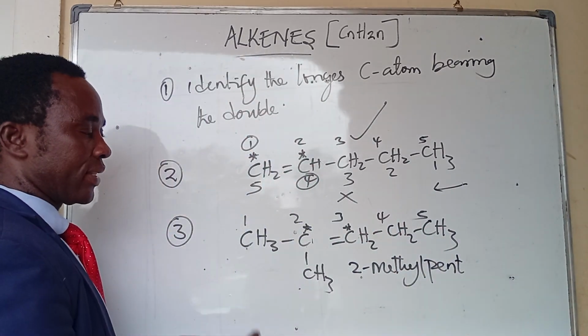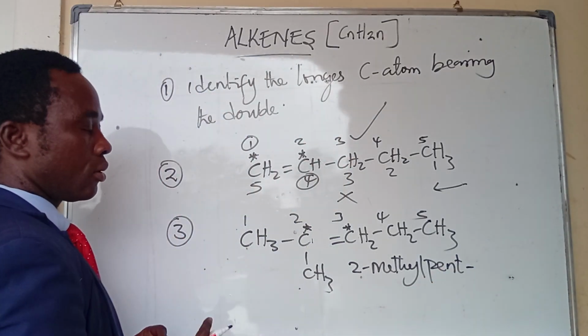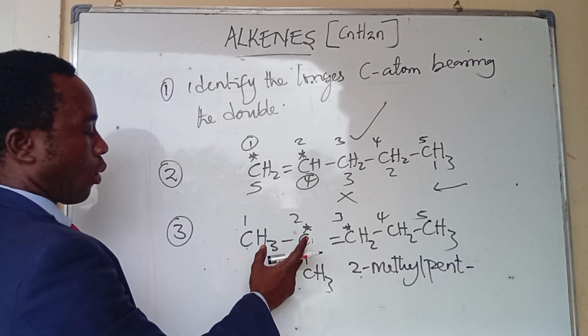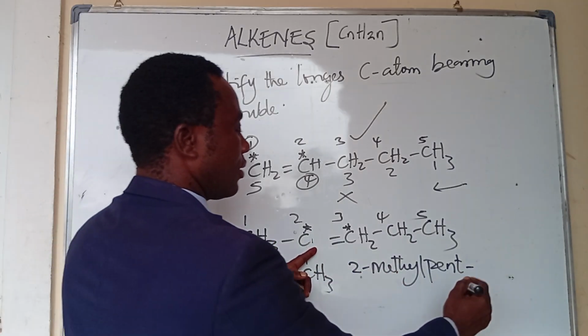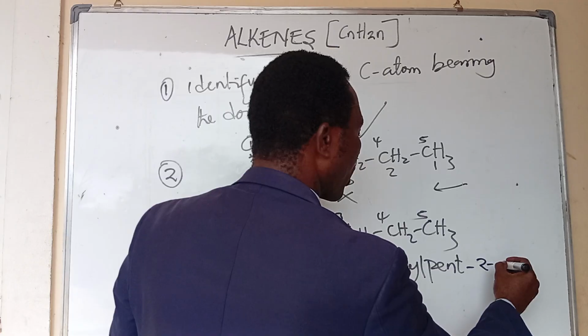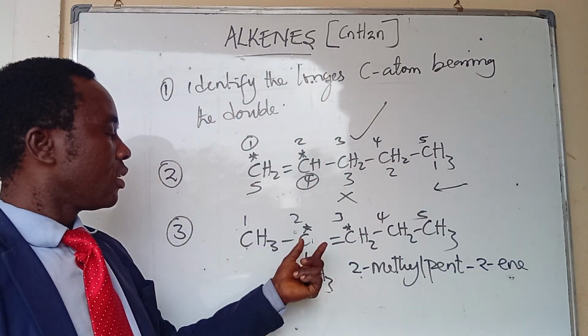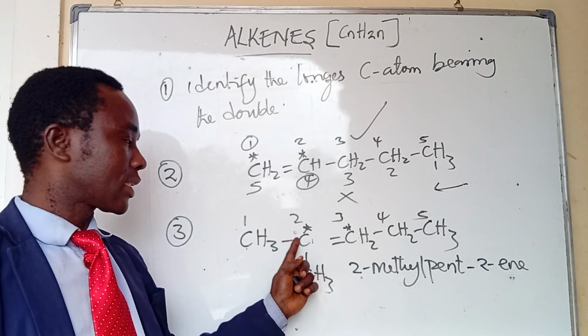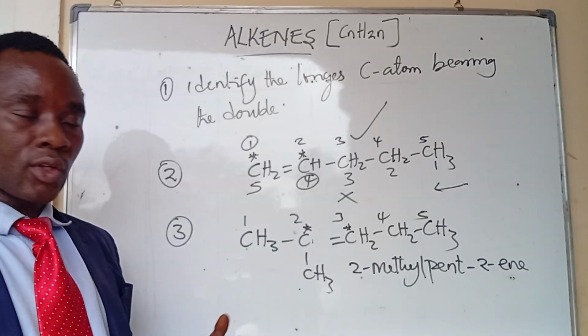So 2-methyl pent. Then you indicate the what? The position of the double bond. The double bond is at number 2, the second carbon. So this is 2-methyl, then pent 2-ene. So this 2-ene is showing that the double bond is at what? At carbon 2. So that is how we name when there is a substituent.